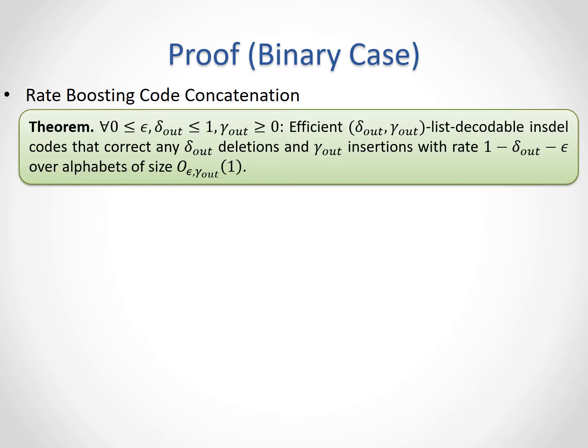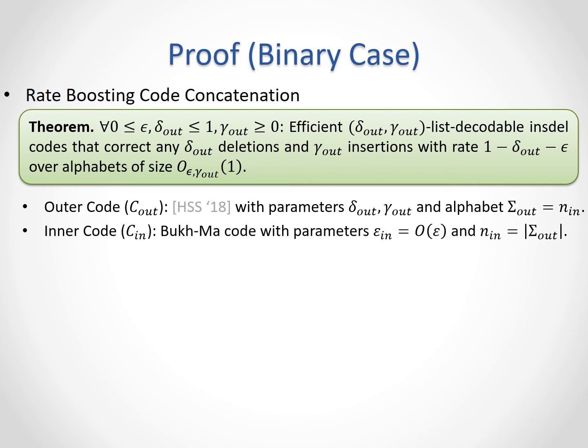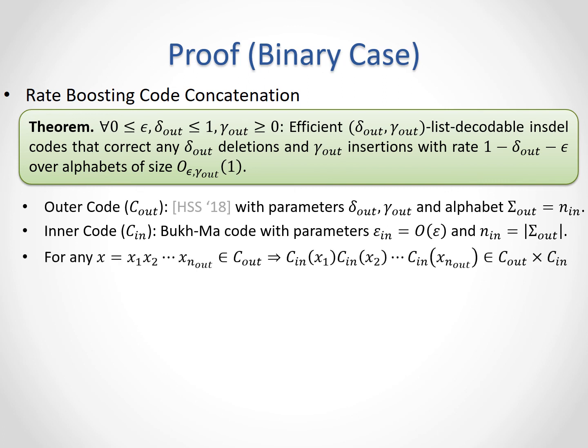We now give an overview of how our rate-boosting code concatenation scheme works. In our concatenation scheme, we pick an instance of this large alphabet insertion deletion code as the outer code and use Bukh-Ma codes as the inner code, with parameter epsilon in, that is some O of epsilon. The construction of the code is like the classic code concatenation: for any code word of the outer code, we replace each symbol with its corresponding code word from the inner code and write these back to back. The resulting string would be a code word of the concatenated code.